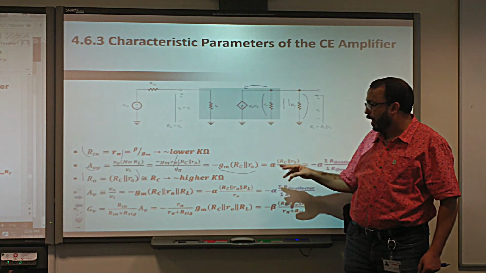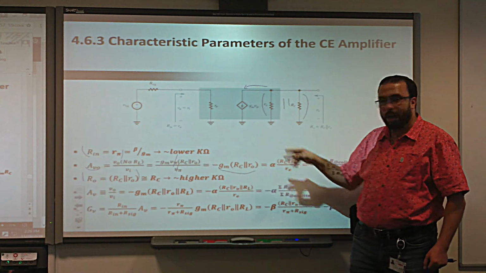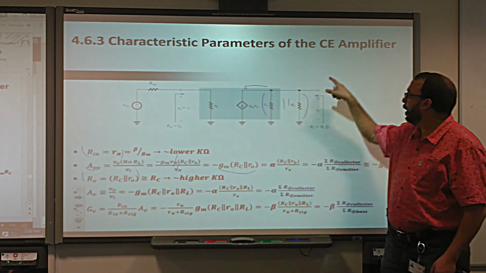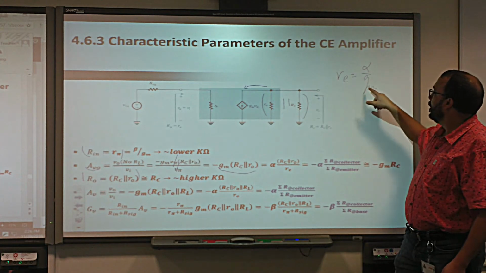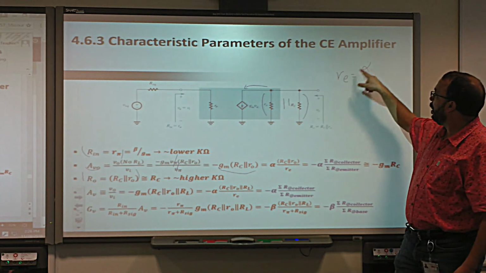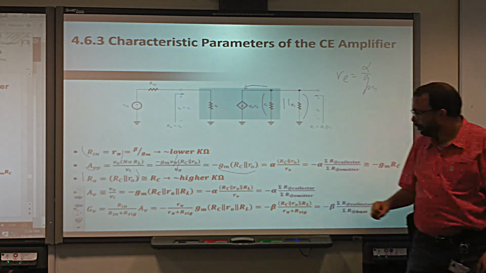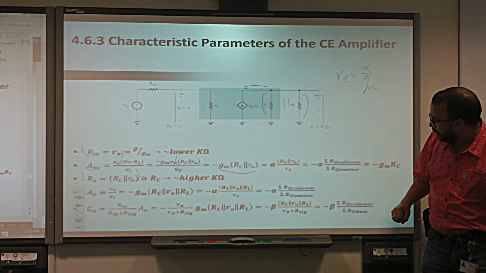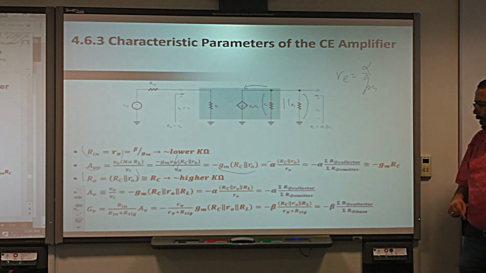over re. re is equal to alpha over gm. Yes or no? So gm is going to be also alpha over re. Remember, re is equal to what? Alpha over gm. Yes or no? So gm automatically will be alpha over re. That's it. And oops, there's a minus missing there. That's a typo. I'll fix it.